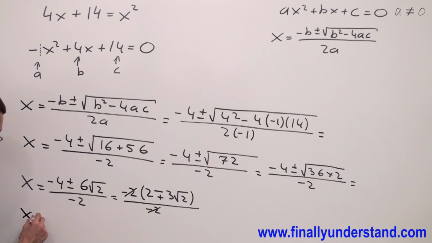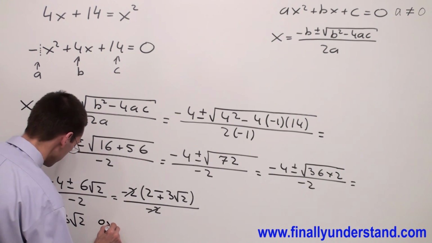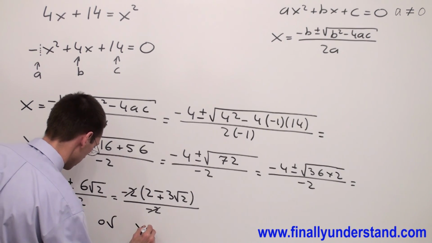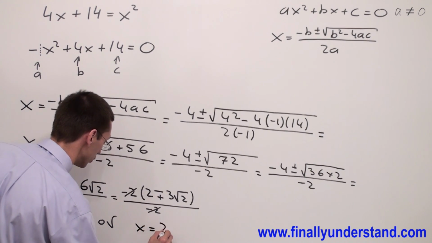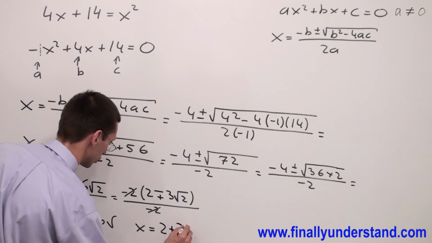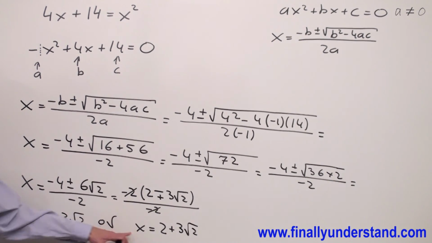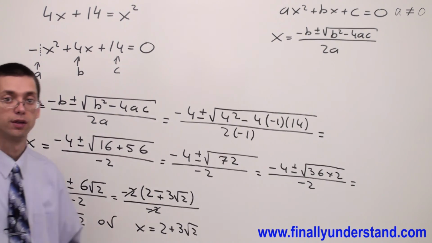x equals 2 minus 3 square root of 2. This is my first answer. Or I have x equals 2 plus 3 square root of 2. And I can say that these are the solutions to my problem.